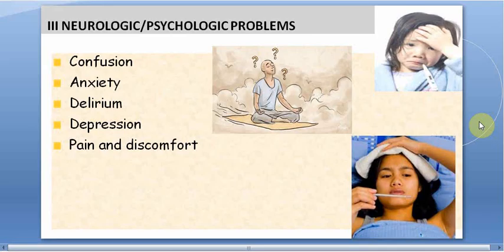Next one is neurological problems. So most of the time after the surgery, if the patient has received general anesthesia, the patient can have confusion, anxiety, disorientation. They can also have depression and excess pain. So you have to assess the psychological status of the patient and you have to provide care to the patient.